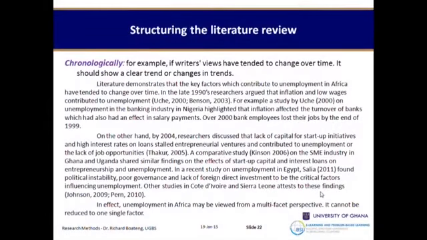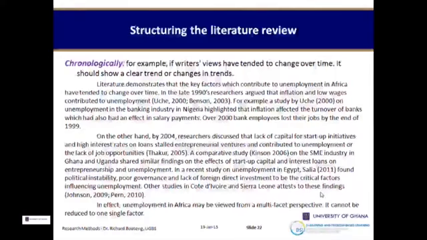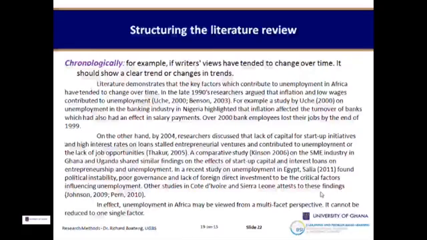Okay, so let's look at the chronological perspective. Now chronology means that the writer wants to show a clear change in the issue over time. The topic he's trying to study, he wants to show you that there has been a change in the issue over time, and this is a style of writing. So let's look at the example here. Literature demonstrates that the key factors which contribute to unemployment in Africa have tended to change over time. In the late 1990s, researchers argued that inflation and low wages contributed to unemployment. Uche 2000 and Benson 2003. Now all these are just examples of papers from the 1990s.